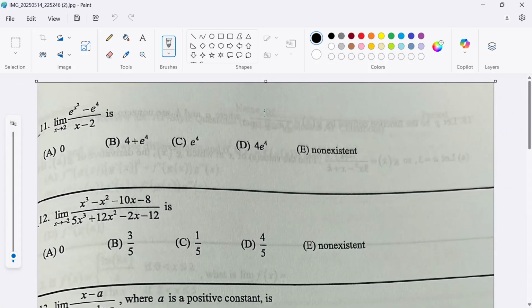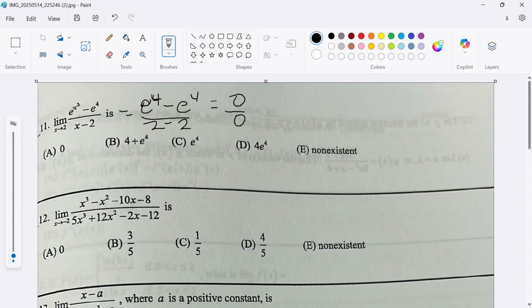I guess it'll be here. I'm guessing on that one. Okay, so this is the limit as x approaches 2 of e to the x squared minus e to the 4th over x minus 2. Let me try plugging in that 2. That equals e to the 2 squared, which is e to the 4th, minus e to the 4th, which is 0, divided by 2 minus 2. I'm just plugging in 2. That's 0. Indeterminate form, L'Hopital's rule.